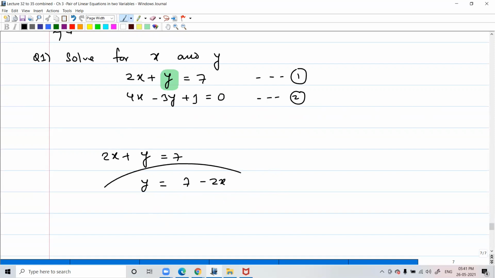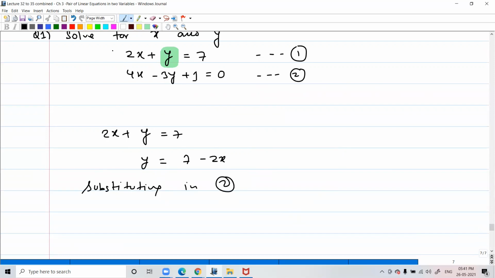Now you take this one, y is equal to 7 minus 2x, and put it into the second equation. We say substituting in second equation. What do we get? In place of 4x, I will just write 4x. Here there is a minus 3y. In place of y, I'm going to write 7 minus 2x now, plus 1 is equal to 0. Did everyone understand what happened here so far? Everyone is okay with this?